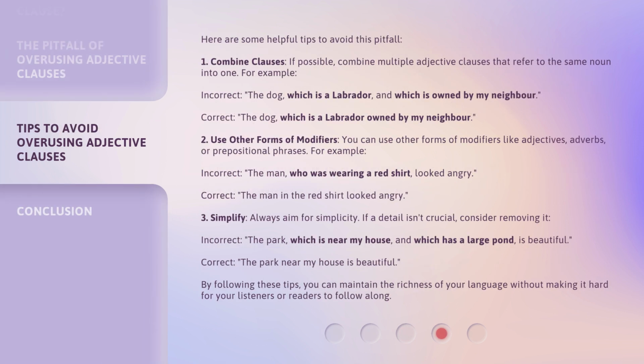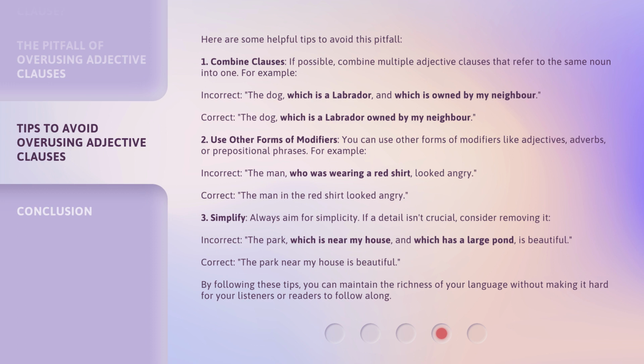Here are some helpful tips to avoid this pitfall. 1. Combine clauses. If possible, combine multiple adjective clauses that refer to the same noun into one. For example, incorrect: The dog, which is a Labrador, and which is owned by my neighbor. Correct: The dog, which is a Labrador owned by my neighbor.